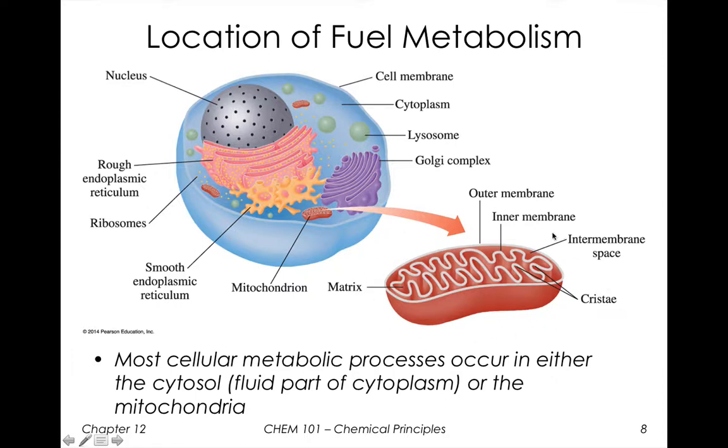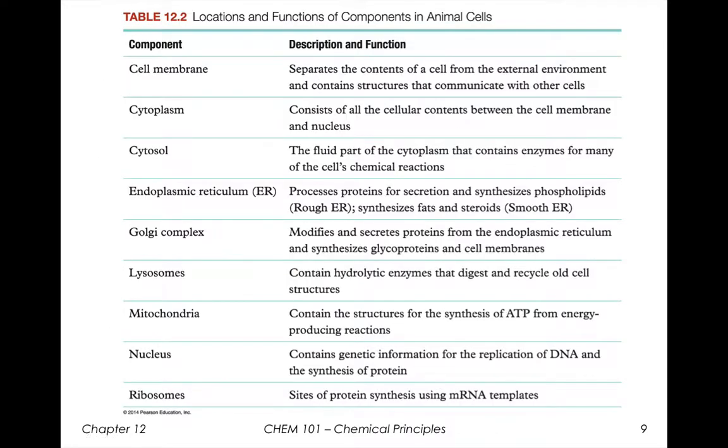And so we'll spend a lot of time talking about the structure of the mitochondria in class, but for right now all we really need to know is that the mitochondria is sort of the powerhouse of the cell. So again, lots of other cellular components, but the main ones that we need to worry about are the cytosol, again, the fluid part of the cytoplasm containing lots of the enzymes, and then the mitochondria. So structures for the synthesis of ATP from energy-producing reactions.